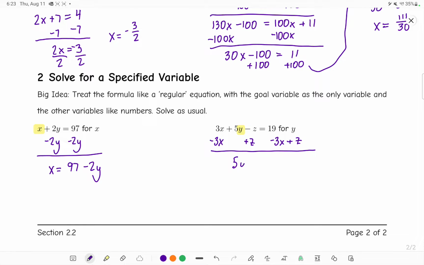So then we get 5y equals 19 minus 3x plus z. And when you divide by 5, don't forget you have to divide everything by 5. And because none of these have a 5 in it, it's okay to just leave your answer like this. Y equals 19 minus 3x plus z over 5. And that is it for section 2.2.